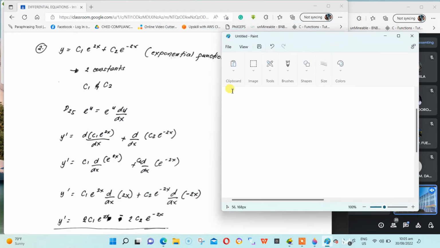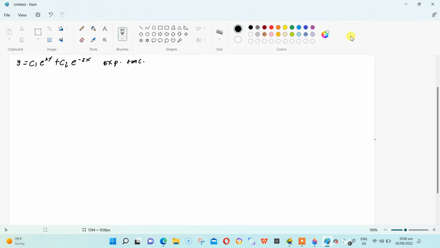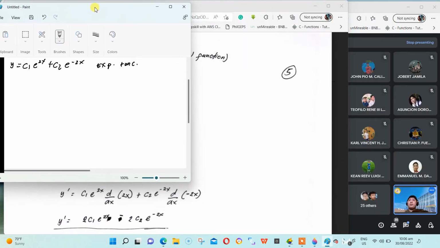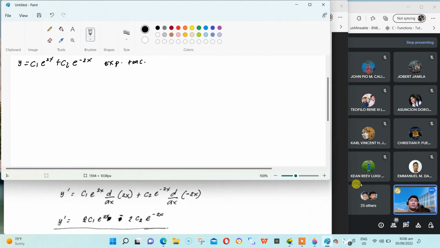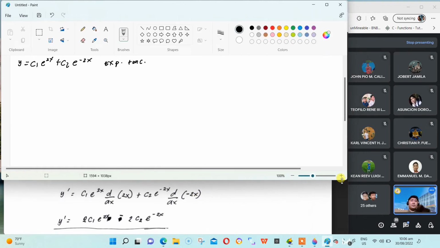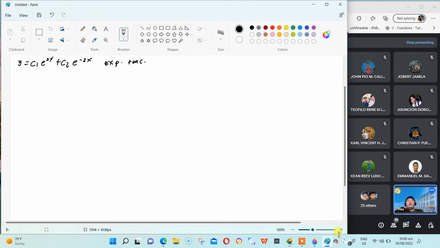Let's write the given equation again. So we have y equals c sub 1 e raised to the power 2x plus c sub 2 e raised to the power negative 2x. Okay, this is an exponential function. Let's try to solve this one.